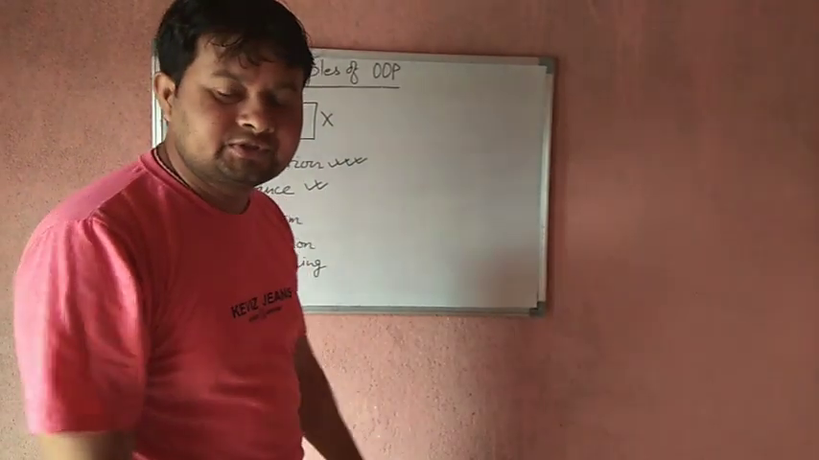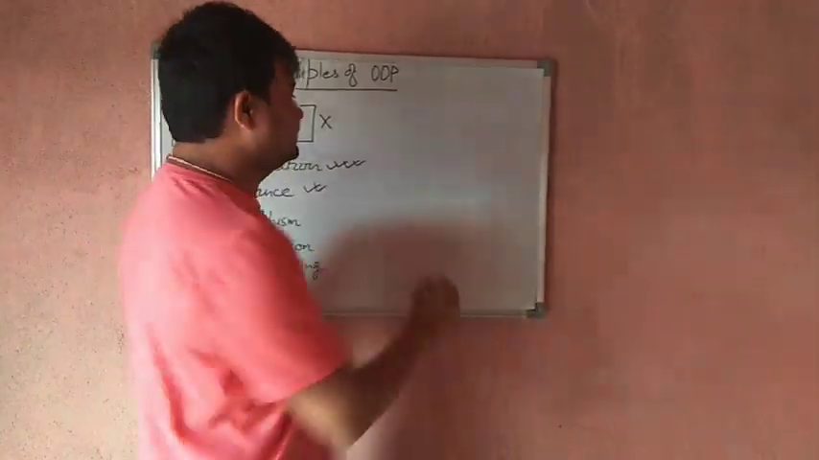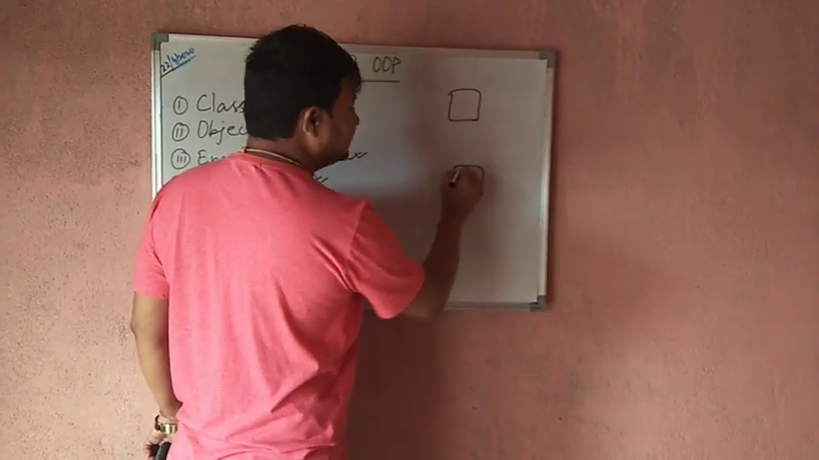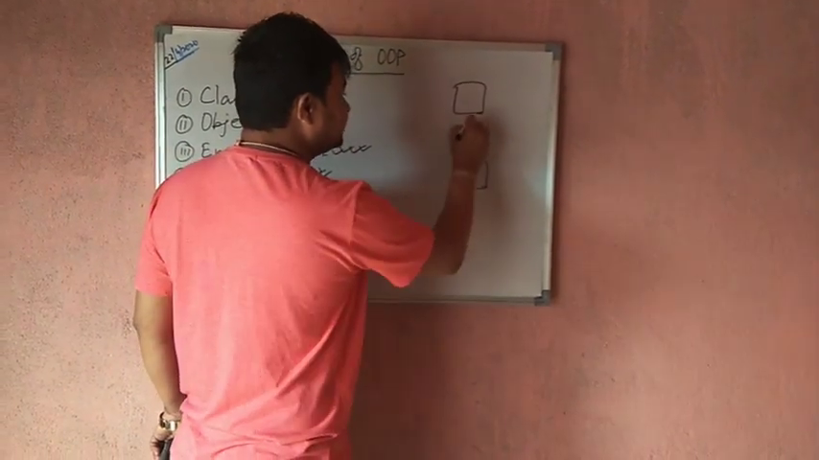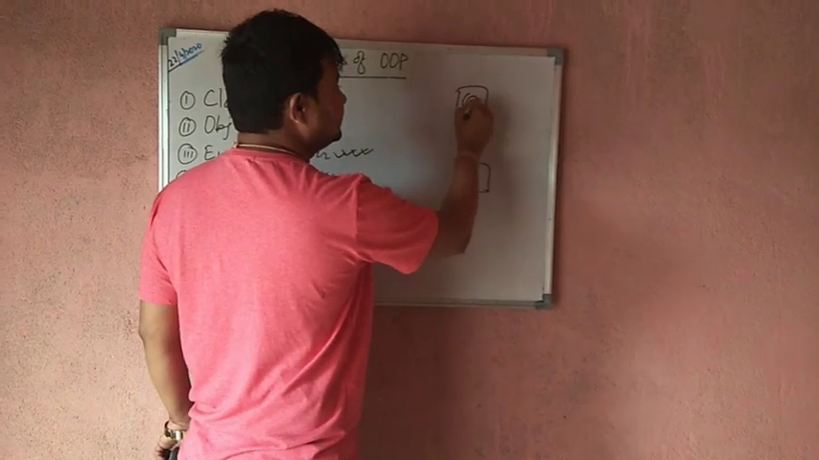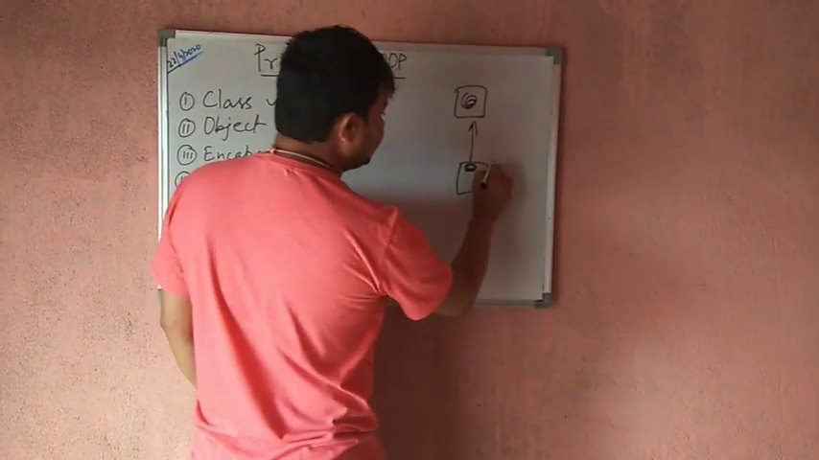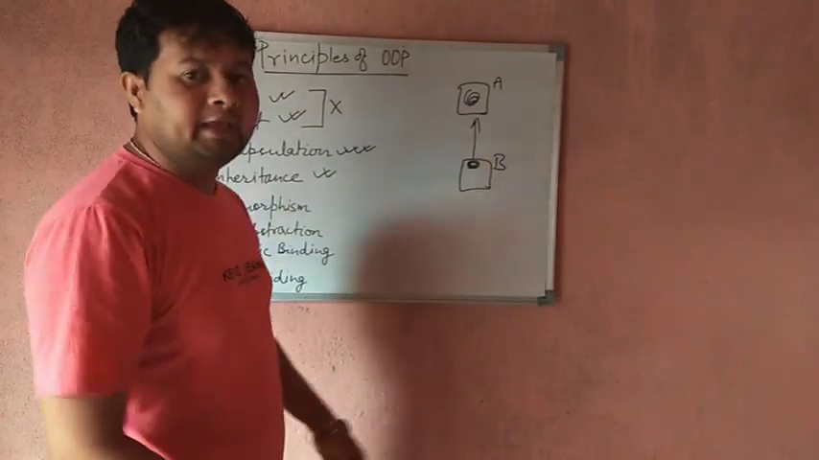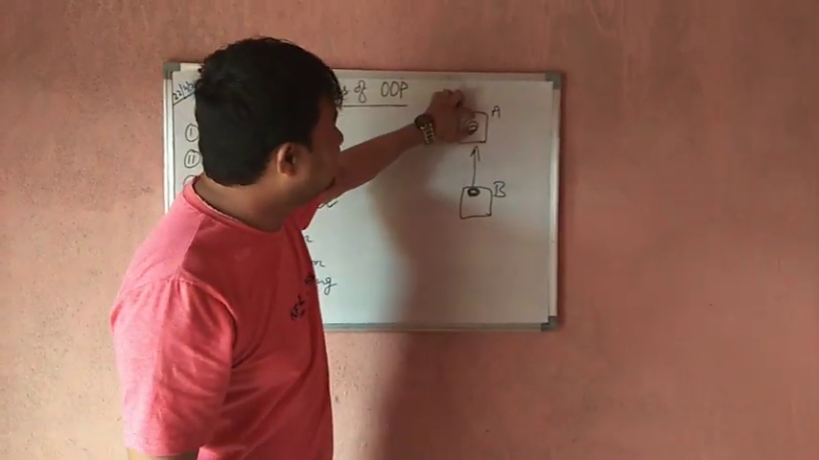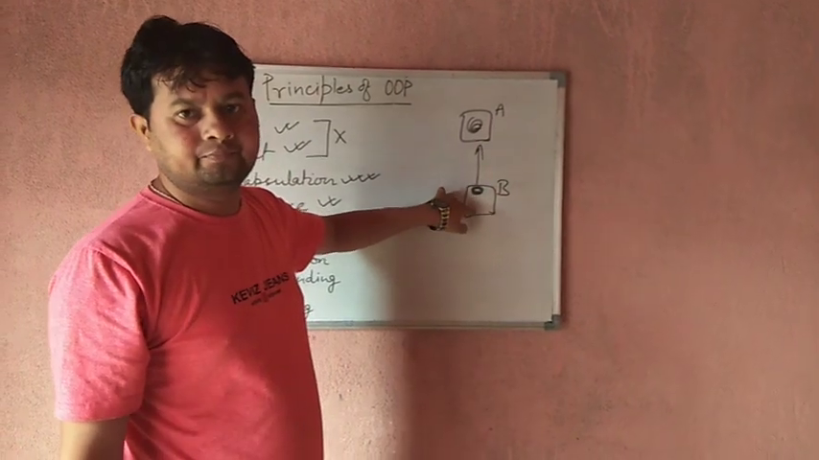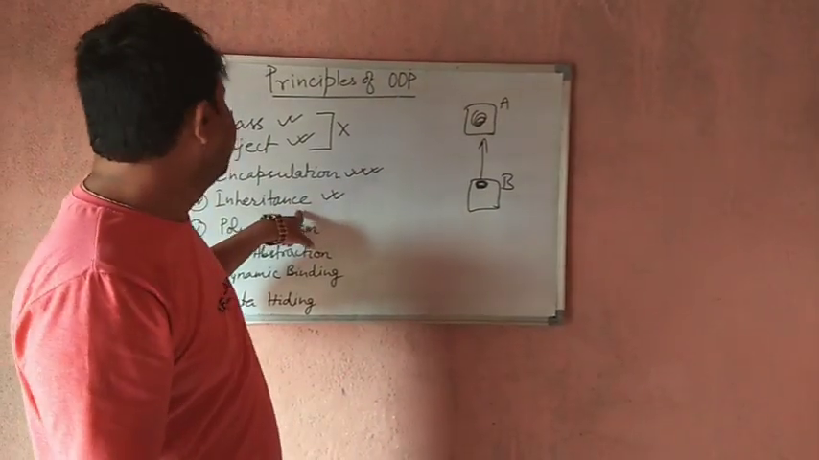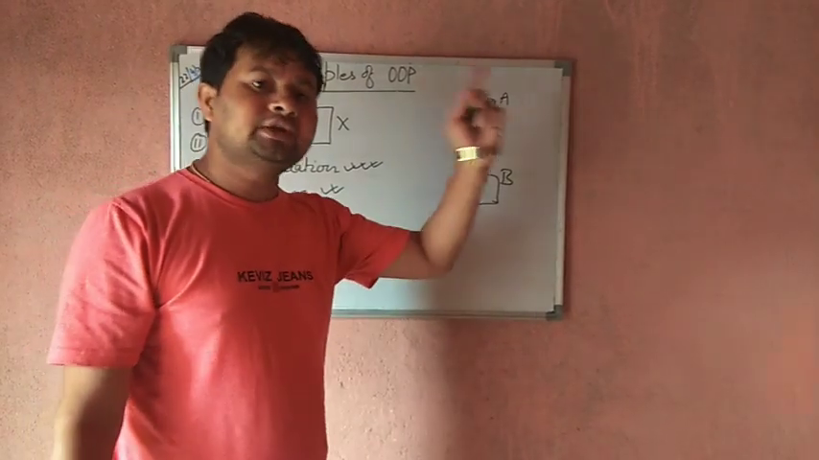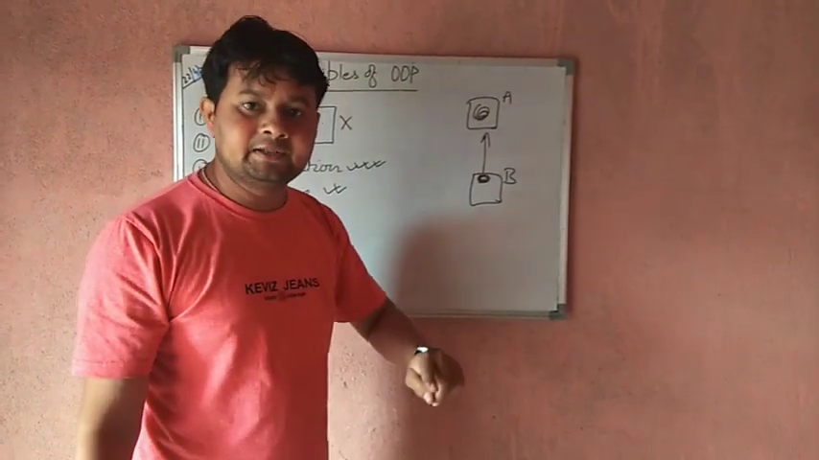So what is inheritance? Inheritance is the process in which one class uses the features of this class. It means class B is using the facilities of class A. Class B is using the features of class A. Inheritance is the process in which one class uses the properties of another class.